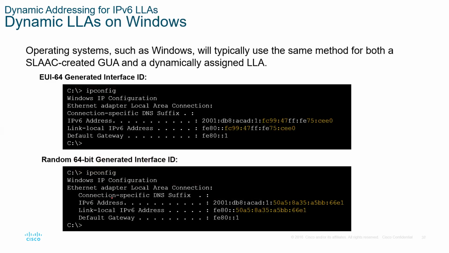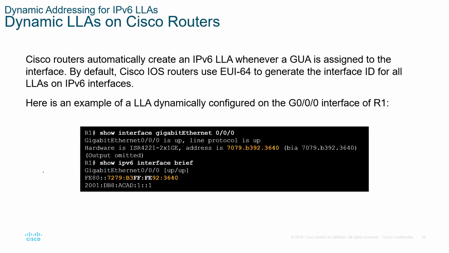I think we've gone through this already. We now know what EUI-64 is. We now know what randomly generated numbers are. We can continue. Dynamic: Cisco routers automatically create an IPv6 LLA whenever a GUA is assigned to the interface. By default, routers use EUI-64 to generate the interface ID. Here is an example of an LLA dynamically configured on the interface of R1.